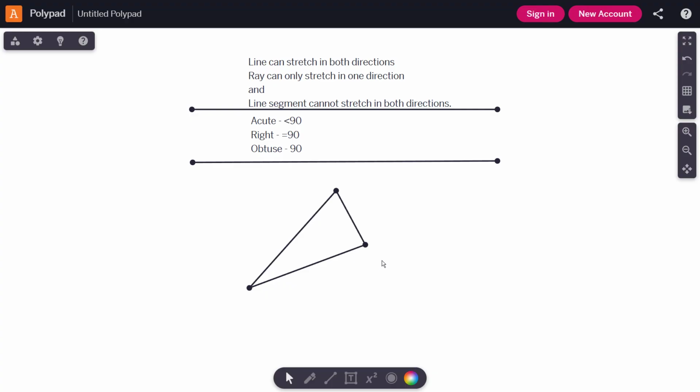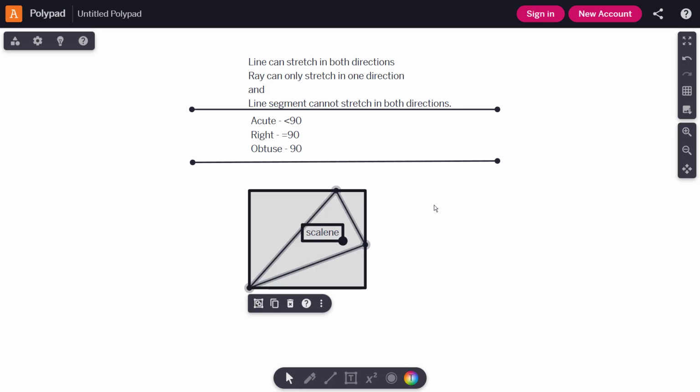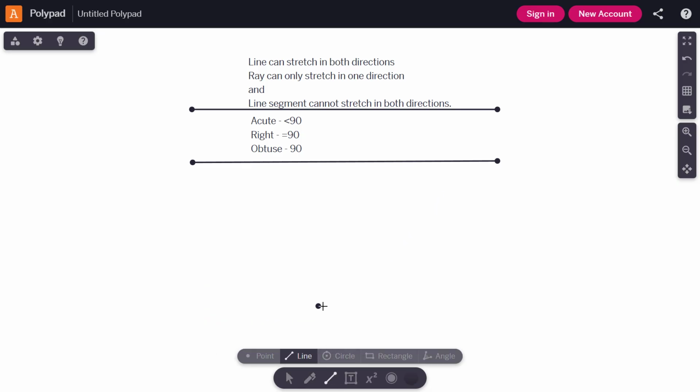It's called a scalene triangle. Why? Because look at the sides. No sides are equal. That's why it's called a scalene. It's most of the triangles. It does not have any same sides.